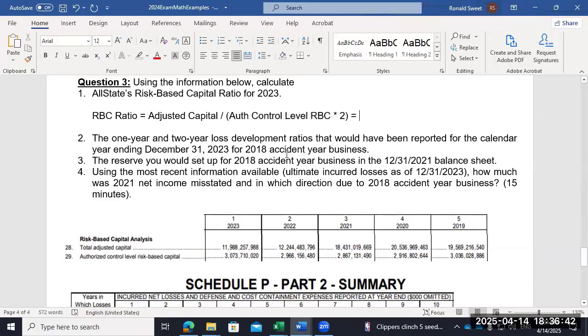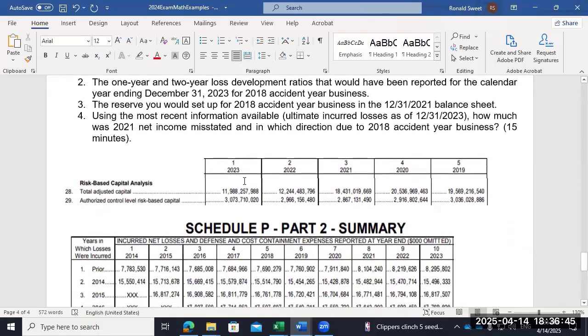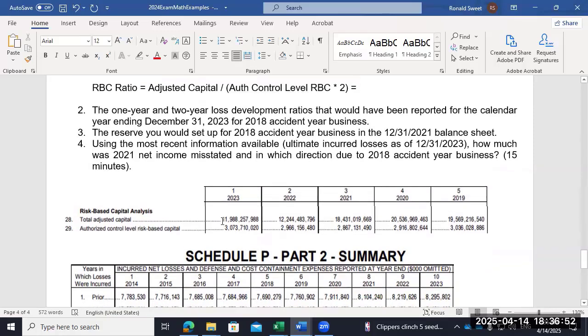right. So in this case, what year did they ask for? 2023. Their adjusted capital. In this one, I will let you get away with rounding. Their total capital, the adjusted capital, what that means is their net worth with a few minor adjustments. If you looked at their net worth, it'd be really, really close to this number. So 11,988,000,000 divided by their control level is 3,074 times 2. And that's going to give you their RBC requirement.